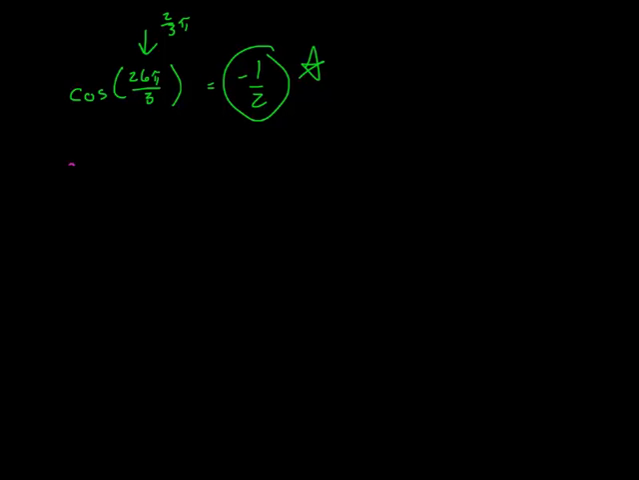Sine of 19 pi over 4. Again, if you want to try it on your own, go ahead and hit pause and try it out. Sine of 19 pi over 4. Well, first off, I got to find 19 pi over 4. It's not on my unit circle. So type it into your calculator with parentheses around it.